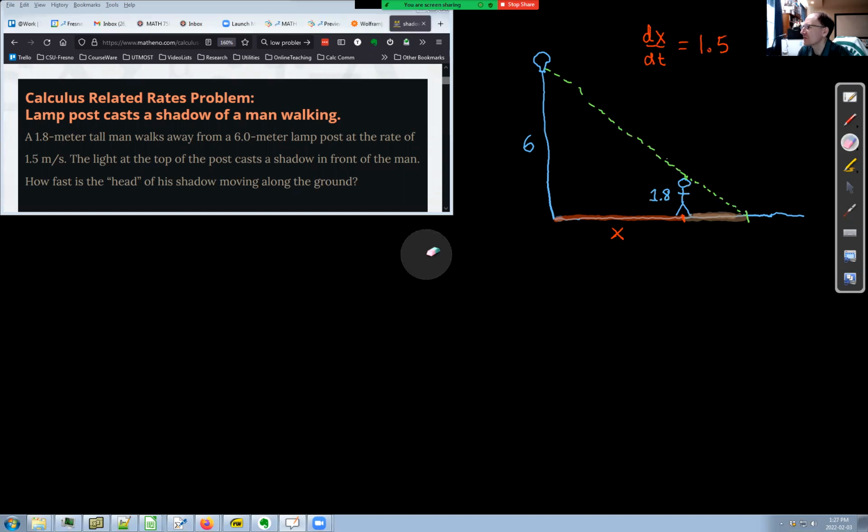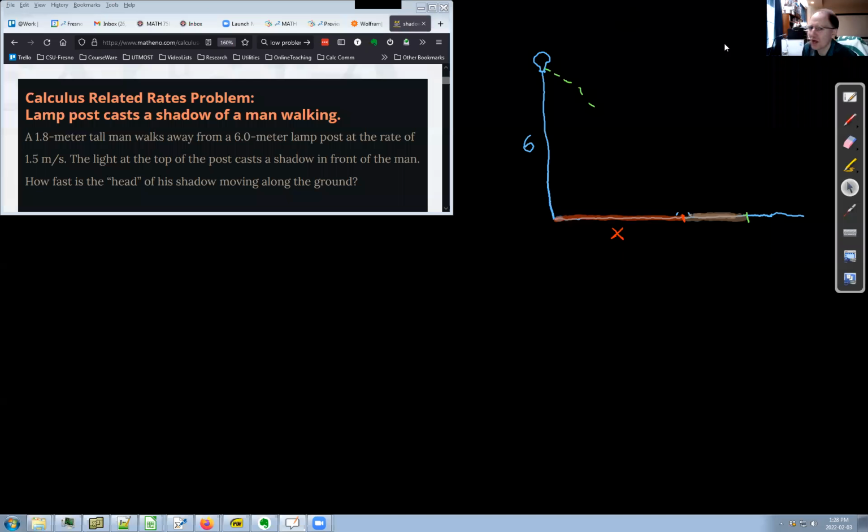There is a really subtle issue with these shadow problems that can really trip people up that I wanted to address. Sometimes these shadow problems ask you for how fast the head of the shadow is moving along the ground. That was the kind of problem that we did. I mean, we did this problem in one of the other videos.